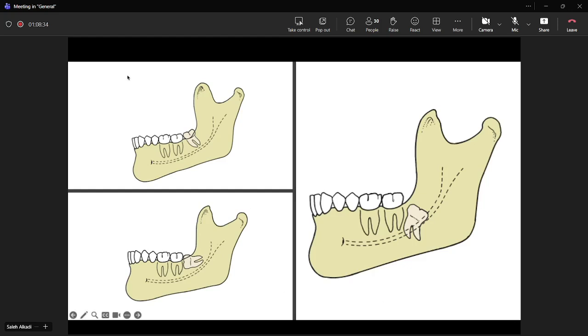Here's an example in the top left side. We can see here type 1A. At the bottom here, we have a type 2B and horizontal impaction. At the top here, it's vertical impaction. On the left-hand and right-hand side here, we have type 3C distoangular. All difficulty factors are there.